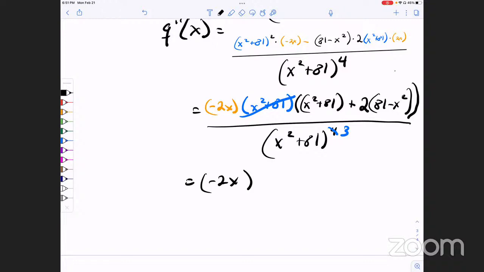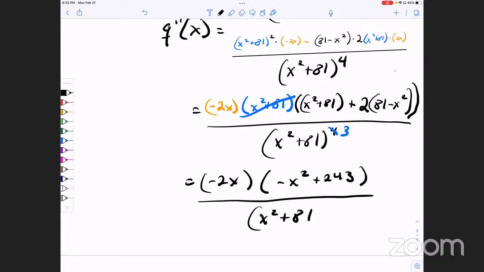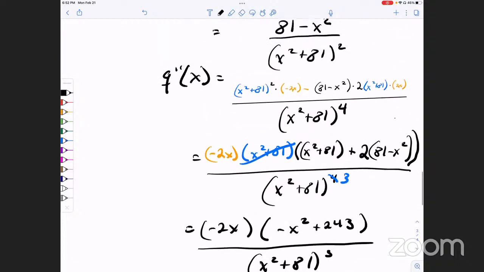Let me see. X squared minus 2x squared is going to be a negative x squared. So we have a negative x squared persisting there. Let me see. We got 81 plus 2 times 81 gives us 3 times 81, 243. Okay, so plus 243. I don't think that's a perfect square. Okay. And then the denominator, we got this x squared plus 81 cubed. Okay. Hopefully we didn't do too much extra. Yeah, those things can be a little intense, right?